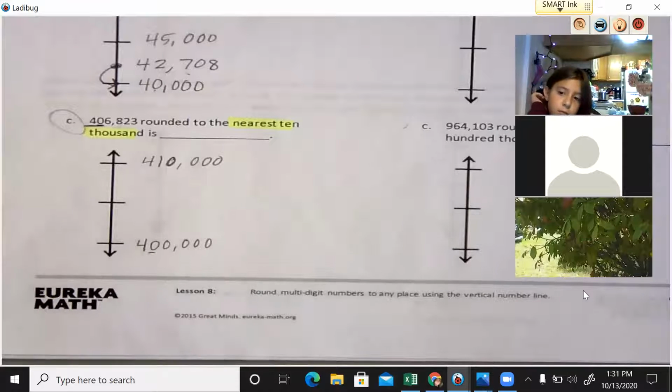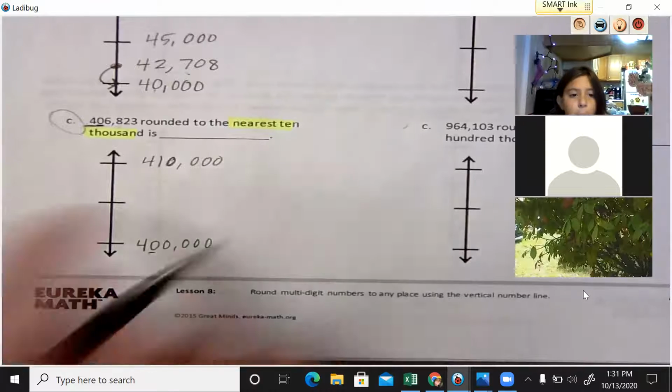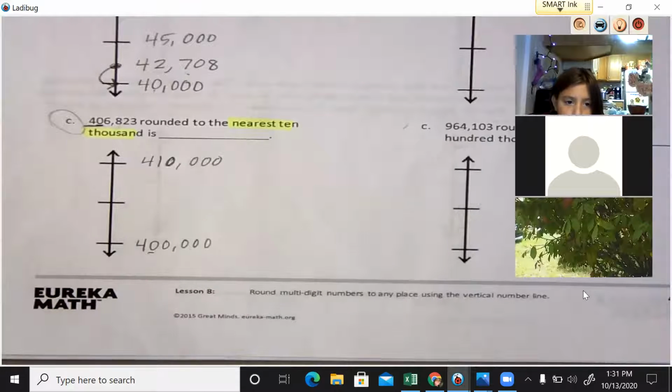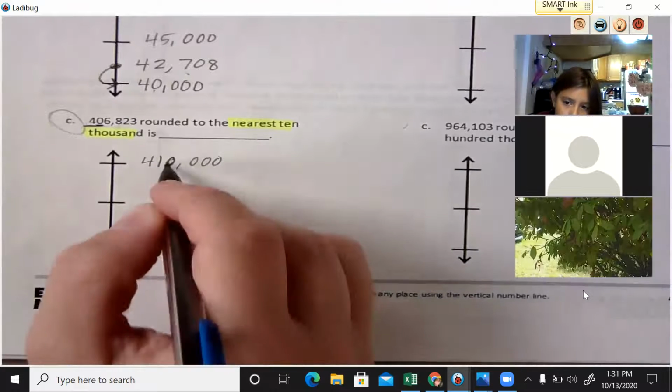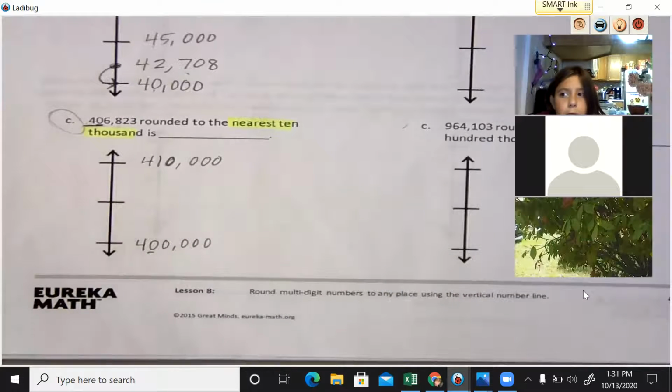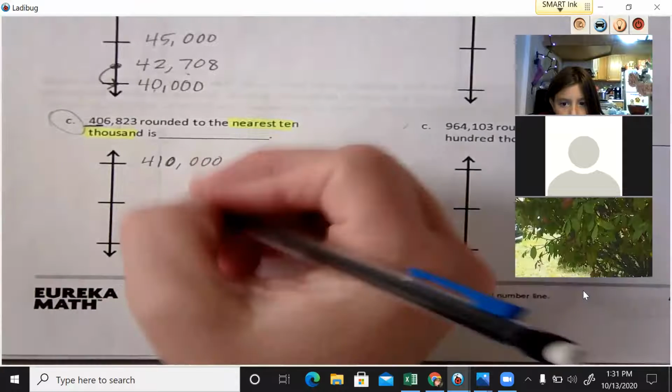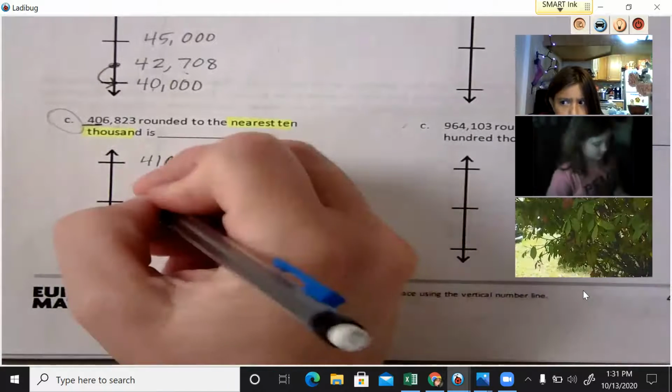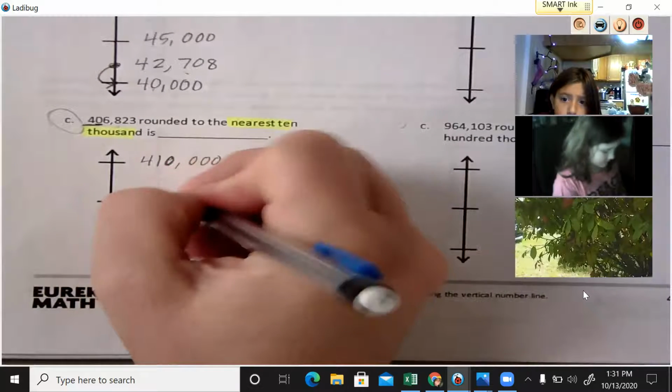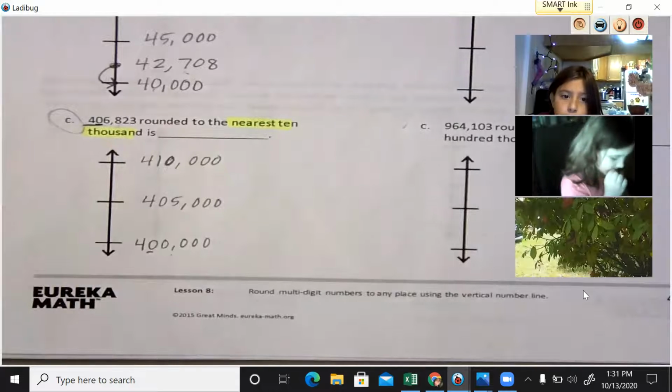So what comes in between those two? What would be our middle number? So there's 10,000 between these. What's half of 10,000? Half of 10,000 is 5,000. So it would be 405,000.